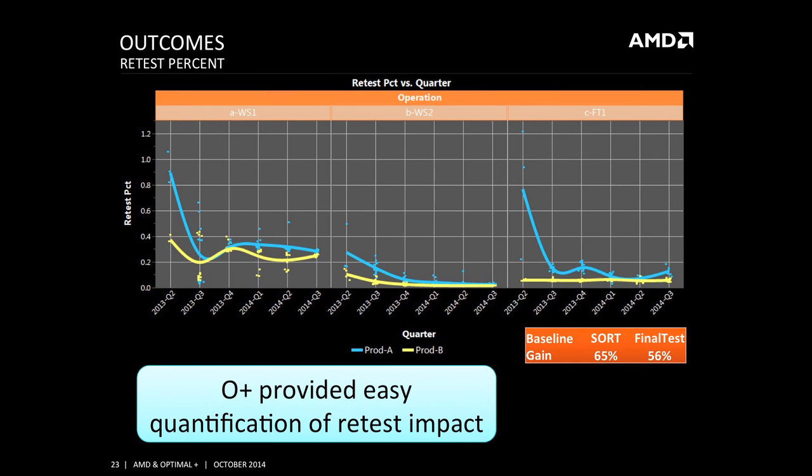With the visibility provided through the business intelligence in OptimalPlus, we were able to quantify how much we were really retesting, which was actually quite a bit more than what our expectation was. And for that retest, where were we getting recovery and where were we not? Again, about a 50% improvement in the amount of time we were spending in retest.